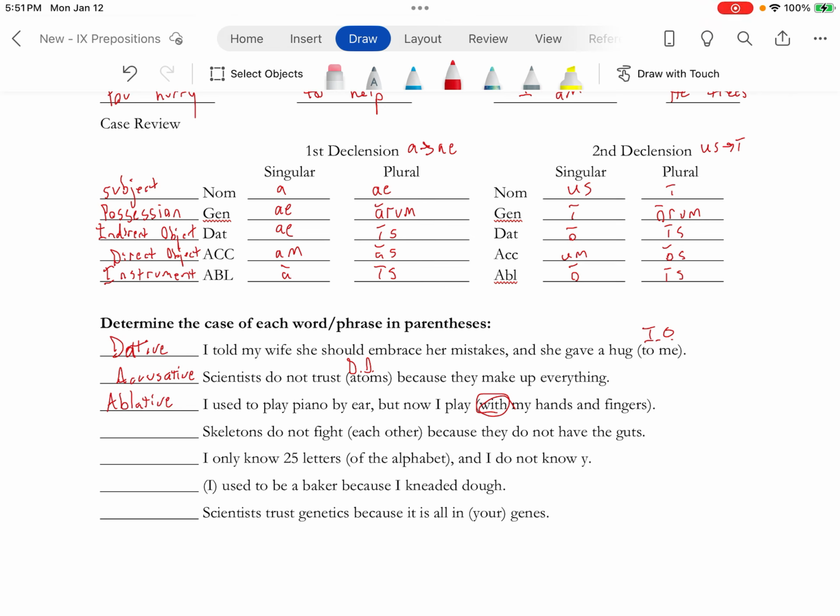Skeletons do not fight each other because they do not have the guts. This is the direct object. So accusative. I only know 25 letters of the alphabet and I do not know why. Of is our keyword there, telling us genitive. I used to be a baker because I needed dough. It's the subject, so nominative. Scientists trust genetics because it is all in your genes. We've got some possession action going on, so that's going to be genitive.